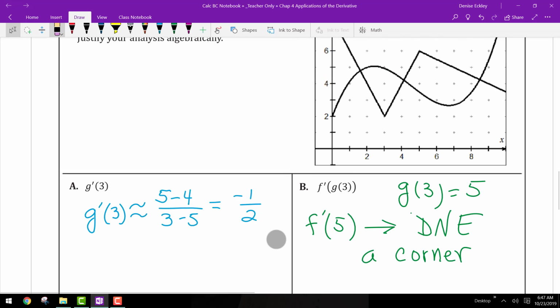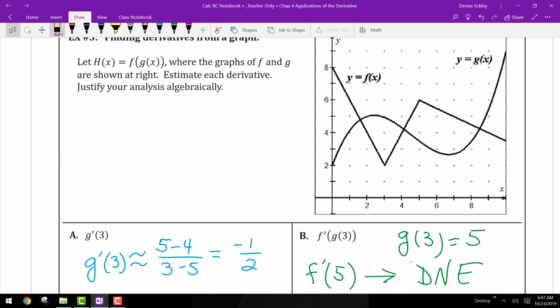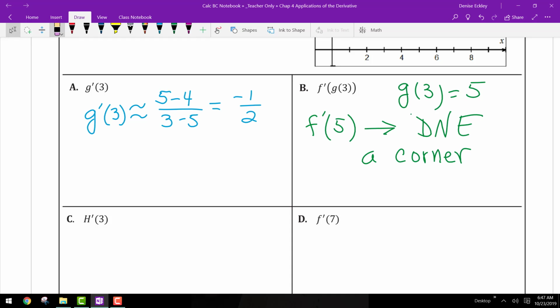Is going to be h prime of 3. Now h is f of g of x. So we are looking for h prime of 3, which is going to be f prime of g of 3 times g prime of 3.